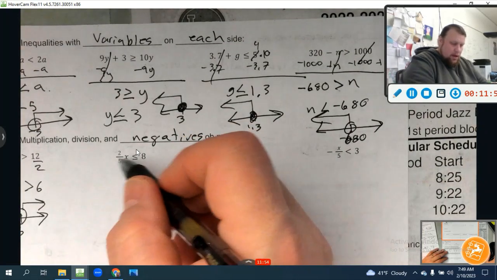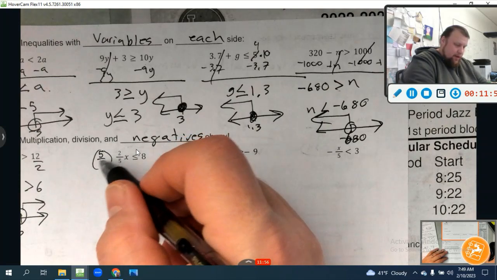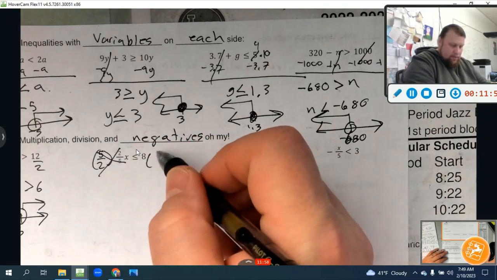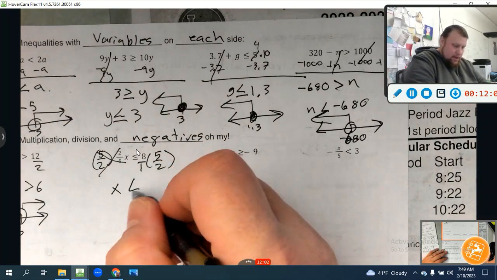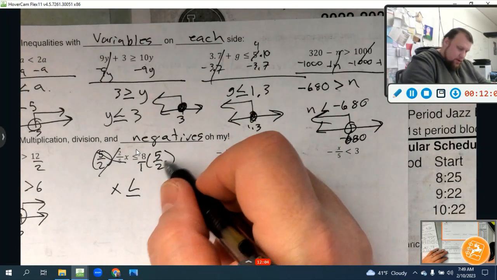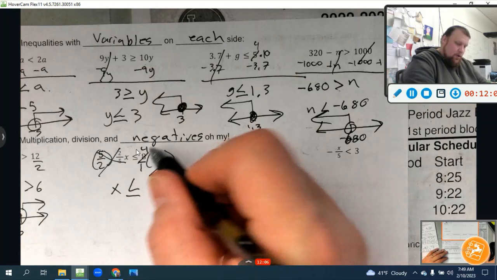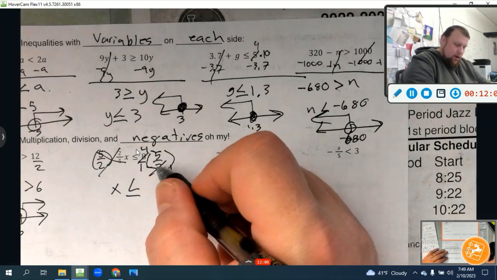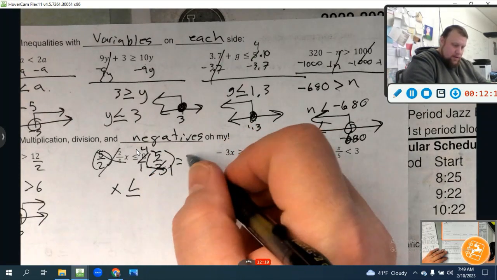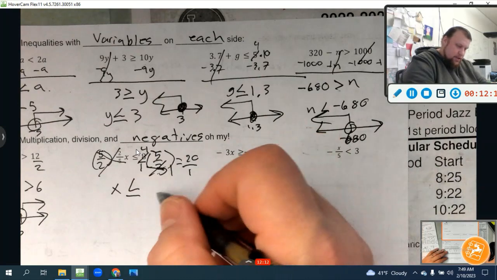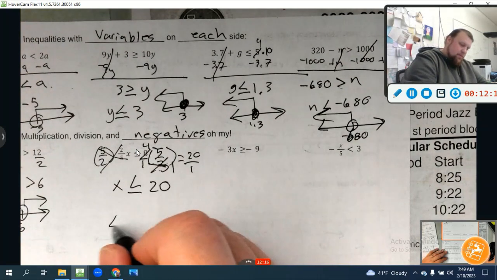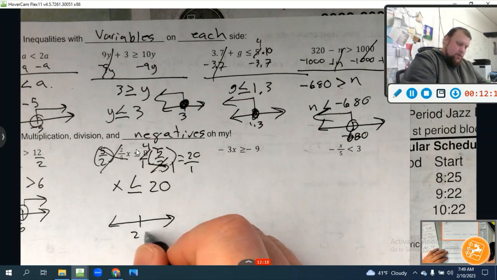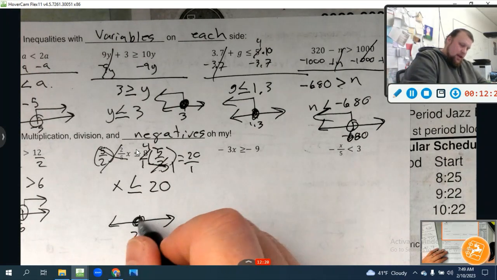We still got to multiply by reciprocal. 5 halves. So crosses out. 5 halves over 1. We're going to have x is less than or equal to. 2 goes into 2 once, goes into 8 4 times. 4 multiply across. 4 times 5 is 20. 1 times 1 is 1, and that's just x is less than or equal to 20. Boom. The only point we care about is 20. Close dot, everything to the left.